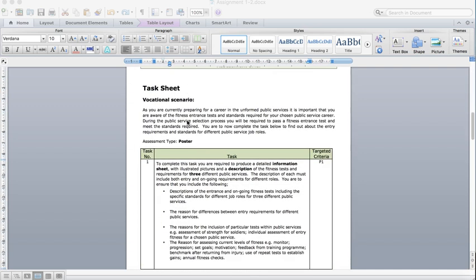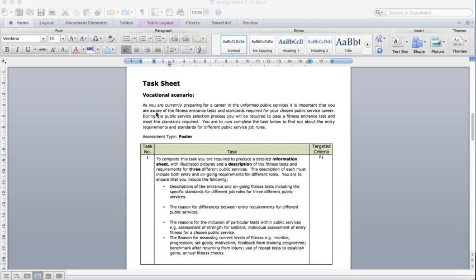Alright, so read the scenario and gauge what the scenario is asking you to do, but effectively it's asking you to create 3 posters or 3 information leaflets, and I'll talk you through what that task looks like now. To complete this task, you're required to produce a detailed information sheet with illustrated pictures and descriptions of the fitness test requirements for 3 different public services. So you might do the Royal Marines, the Army and the Fire Service.